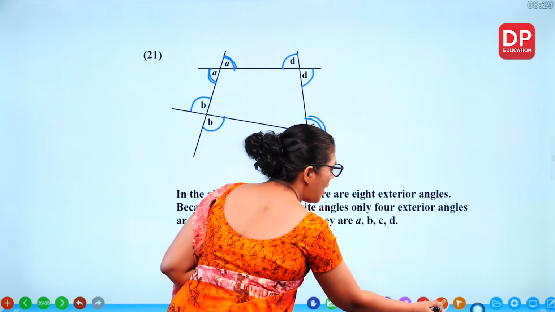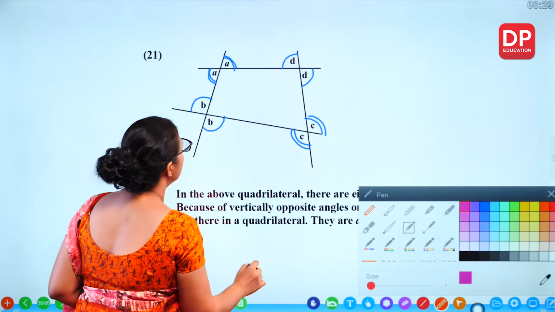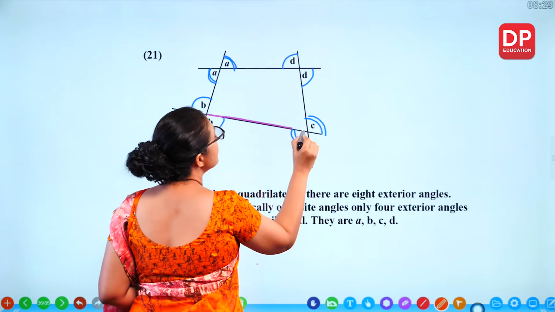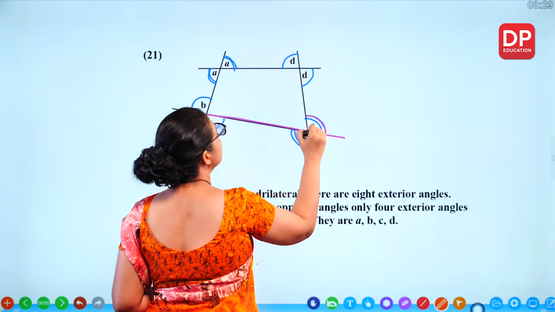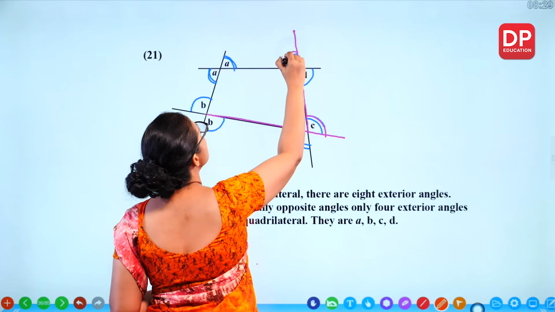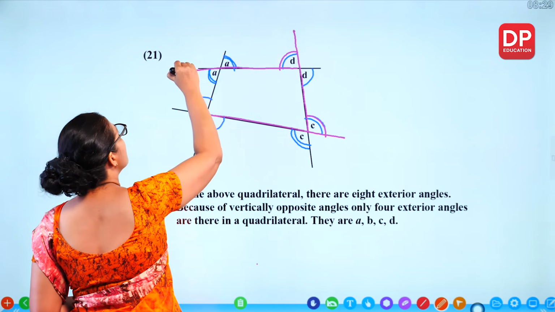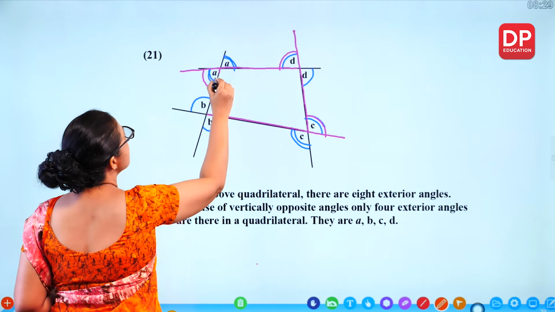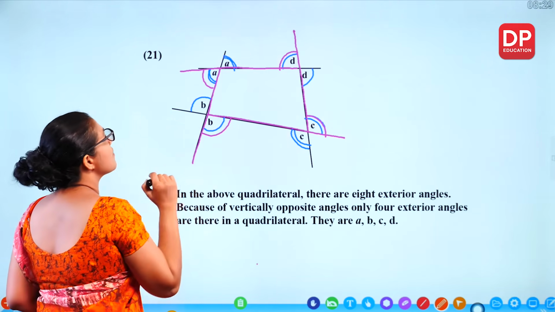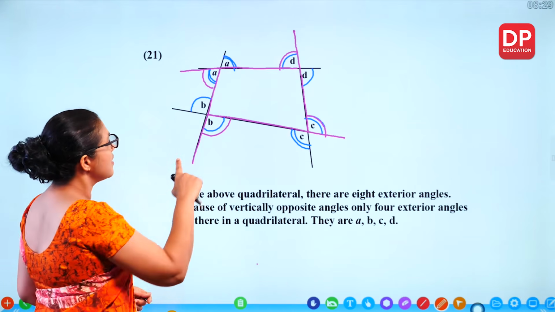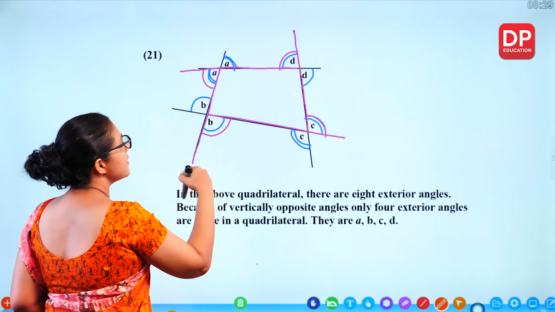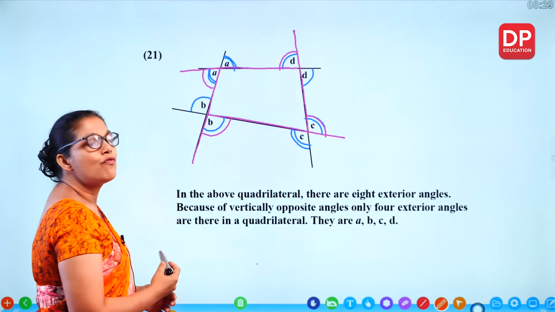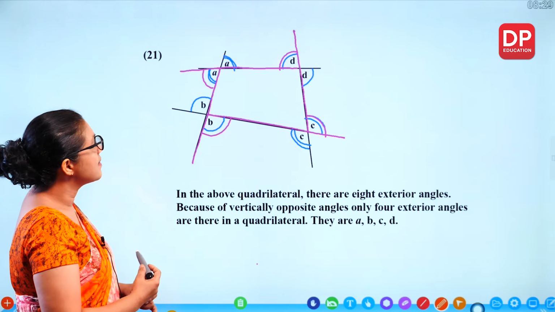So you need to remember when you are extending lines, if you are using anti-clockwise, what are the angles you are getting? This one, this one, this one, and when you extend this one, you get this one. So anti-clockwise, you get these 4 ABCD angles. When you extend clockwise, you get the other 4 ABCD angles.